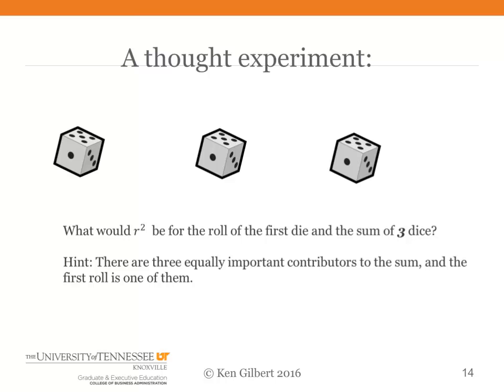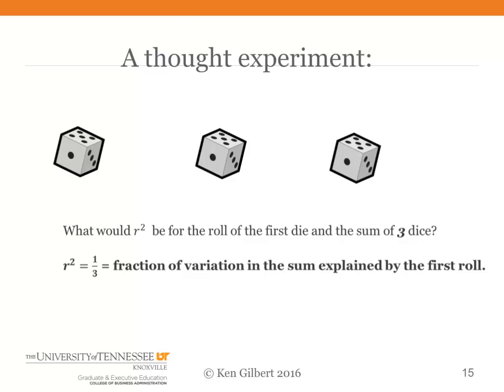And you know enough now to know immediately what that should be, because we got 3 dice and they're each contributing equally to the sum. So if you're asking what is r squared, how much of the variation or how much of the variance does the first roll account for? And I think you have already guessed that. So if not, think about it for a second longer and then we'll talk about it. That's right, r squared is going to be 1/3, because the first roll explains 1/3 of the variation in the sum.